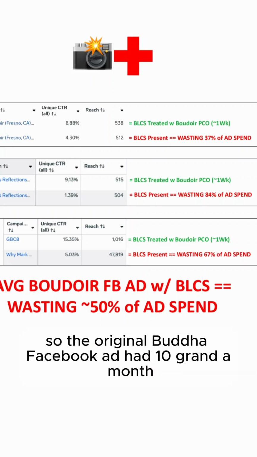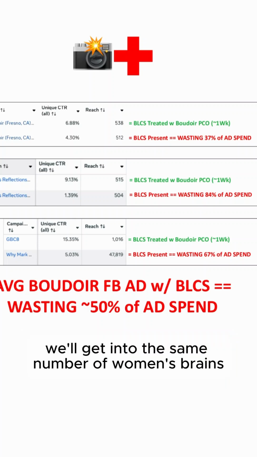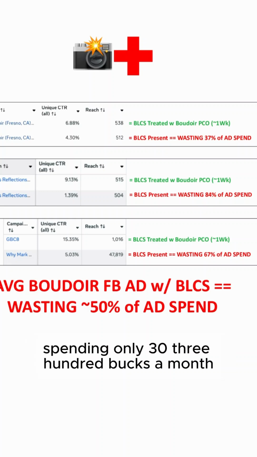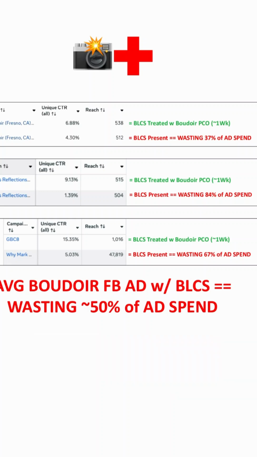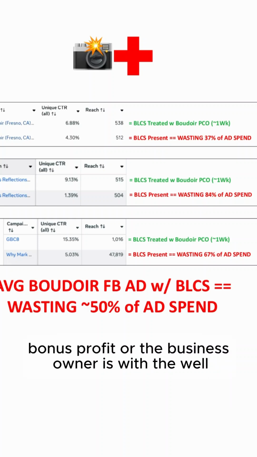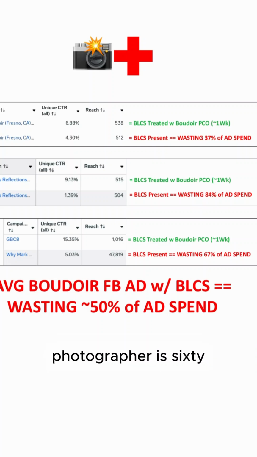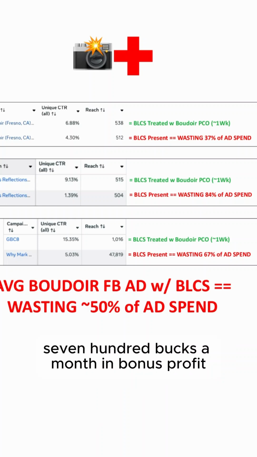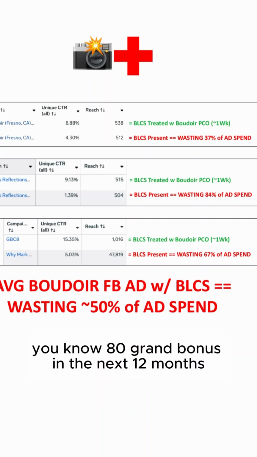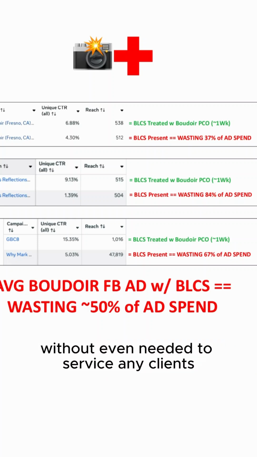So the original Boudoir Facebook ad had 10 grand a month going to the same number of women as the Boudoir Pico treated ad, which spends only 3,300 bucks a month. So that whole difference, the boudoir photographer pockets as bonus profit: 6,700 bucks a month in bonus profit by simply not spending that money. I would say, 80 grand bonus in the next 12 months. So insanely good without even needing to service any clients.